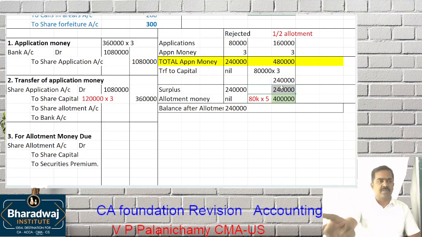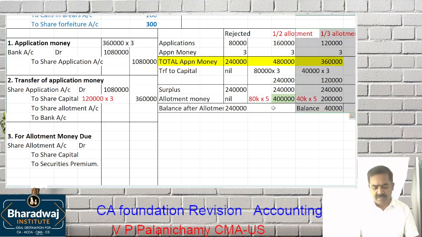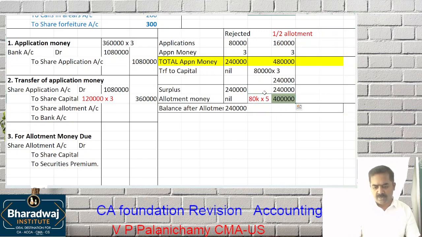For example, let us assume this group belongs to Category 1. They applied for 1,60,000 shares into 3. They paid 4,80,000. How many shares are given to them? 80,000 into 3, 2,40,000. So how much surplus do they have? 2,40,000. How much is their allotment money due? 4 lakhs. So the full surplus can be used for allotment. How much is due from you to the company? 4 lakhs. How much surplus is already here? 2,40,000. So this surplus can be used.